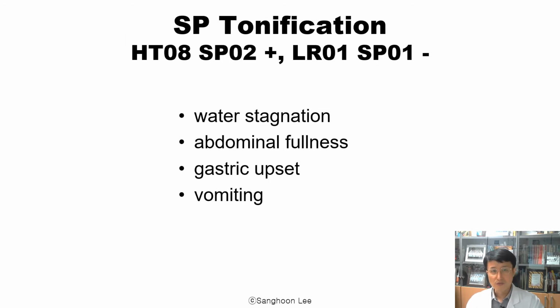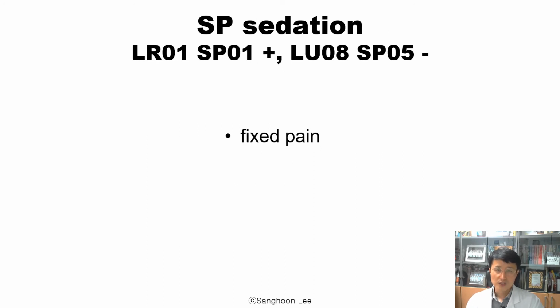Spleen tonification formula is reinforcing heart 8, spleen 2, reducing liver 1, spleen 1. It can treat water stagnation, abdominal fullness, gastric upset, vomiting. Spleen sedation formula is reinforcing liver 1, spleen 1, reducing lung 8, spleen 5. It can treat fixed pain.